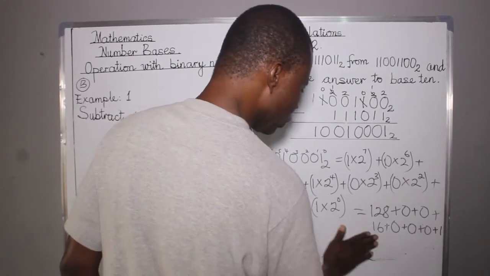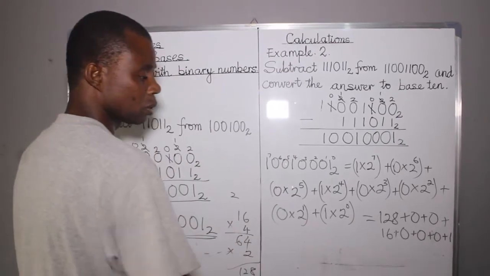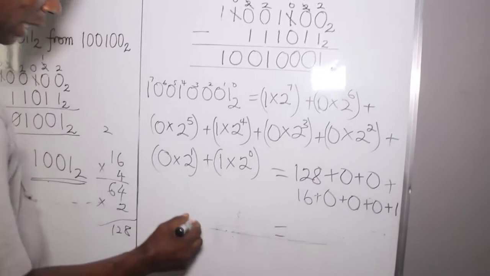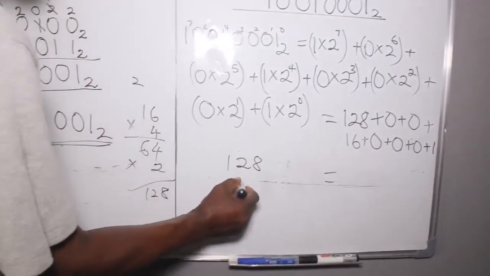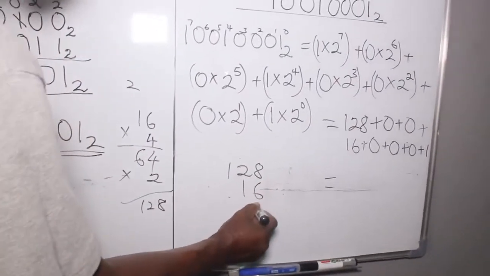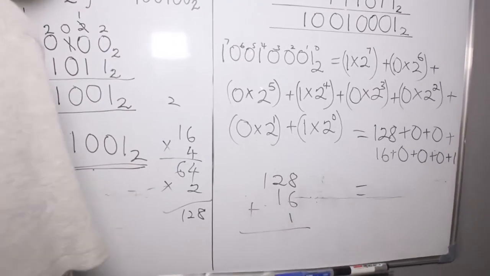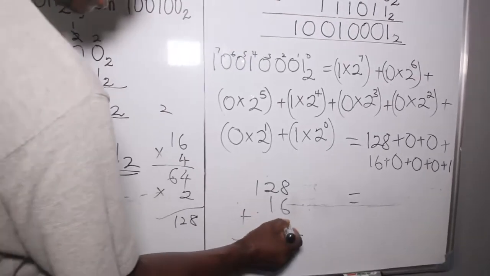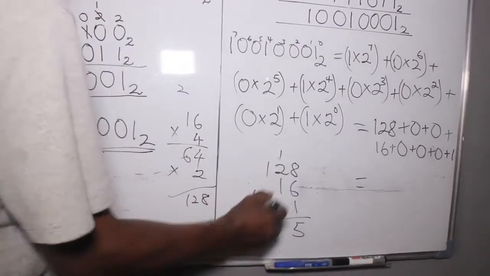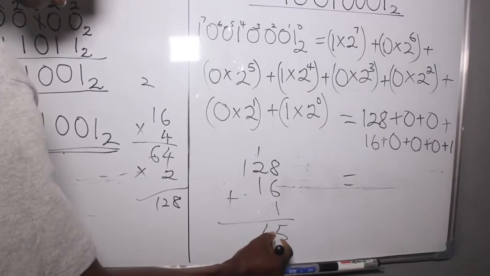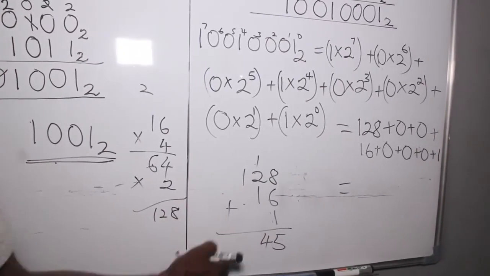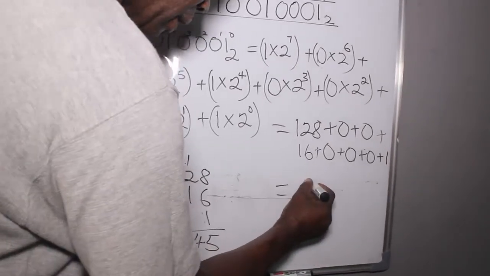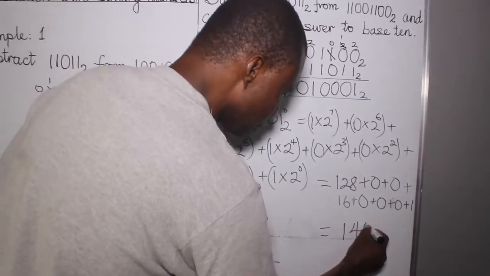Now we move quickly without wasting time to the final answer. Valuable figure we have here is 128 plus 16 then plus 1. This plus this equals to what? 8 plus 6 is 14, plus this 1 is 15. So we write 5. 1 plus 2 is 3, plus 1 is 4, plus this, bring it down to the next digit, that gives you what? 1. And that is 145 to base 10.